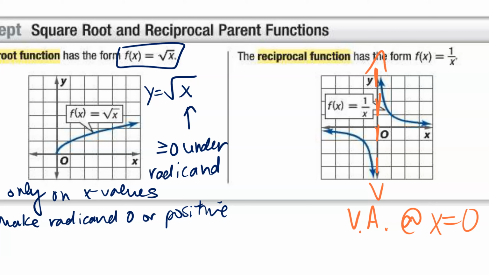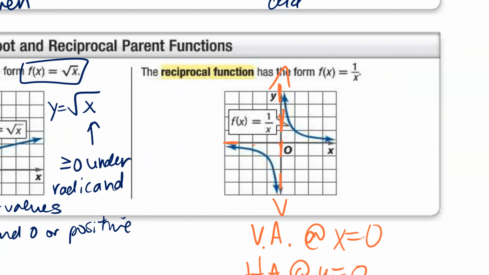Also notice that, where is y going to equal 0? For which x value is y equal to 0? Never. So this means we have a horizontal asymptote at y equals 0. So I have a horizontal asymptote as well. So it's chapter 2 when we're going to put all of this together and write horizontal asymptotes, et cetera, et cetera. Okay, so this is y equals 1 over x.